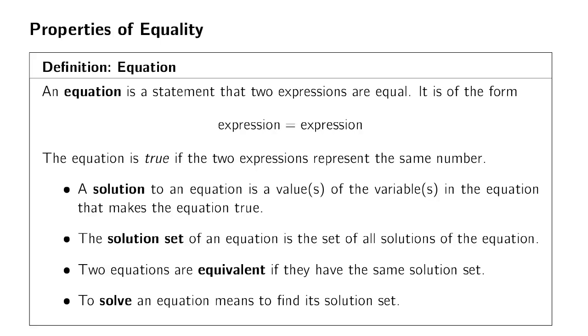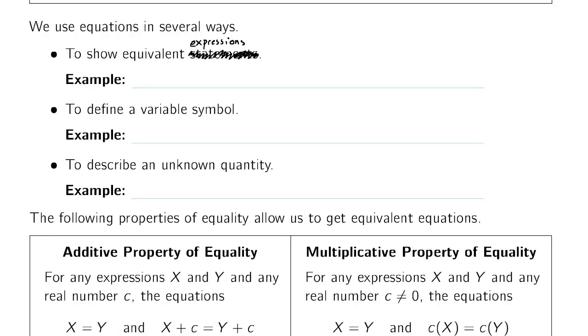And the reason we like to use equations is that they're very useful. We use them in a bunch of ways. These are just some examples of the ways that we use equations. We'll use an equation when we want to show that two expressions are equivalent. So if we've just combined like terms, we might say 2x plus 3x is equal to 5x. So we're using the equal sign to mean these expressions are equivalent. They're equal no matter what the variable is.